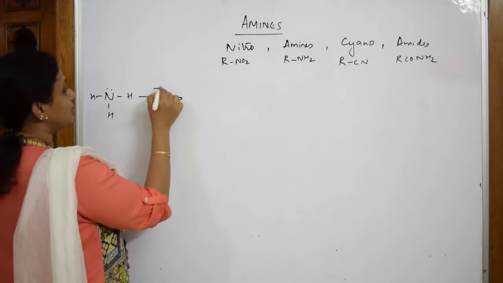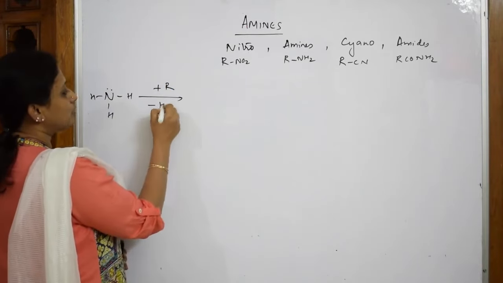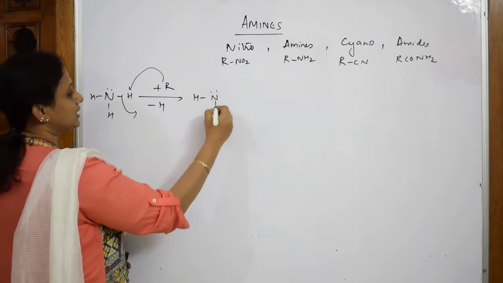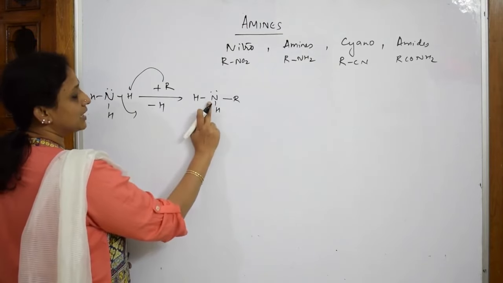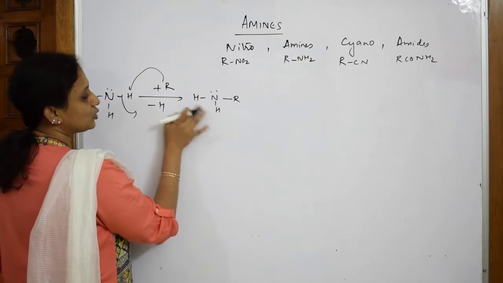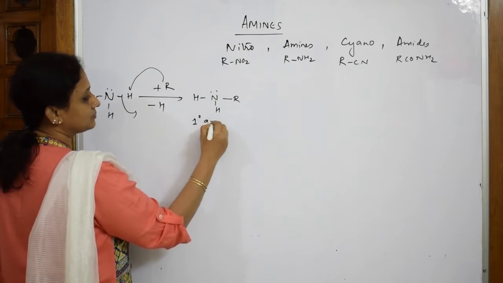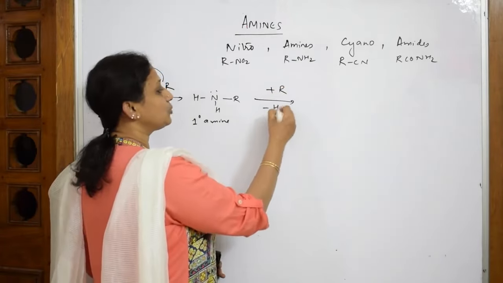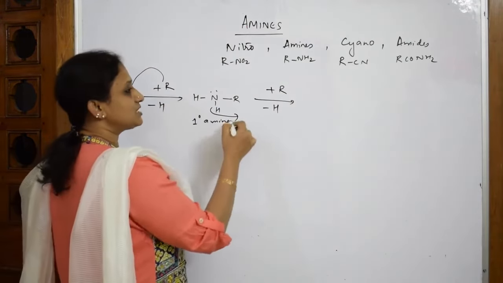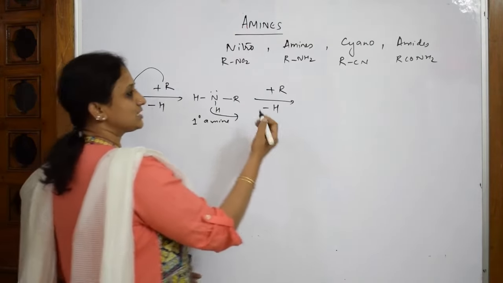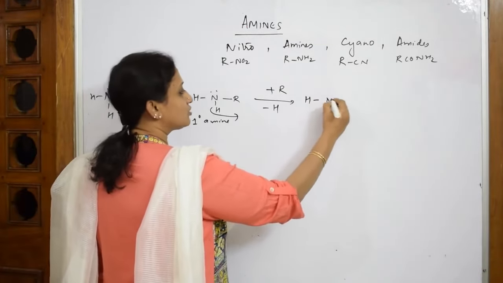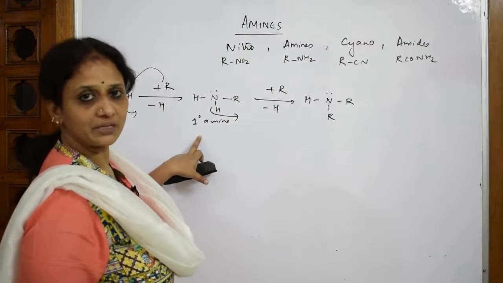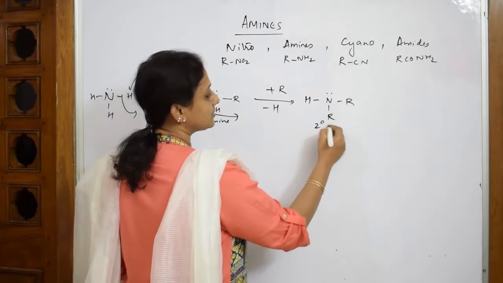Now to this ammonia, I'm going to add an alkyl group R and remove one H. One H from here, one R from here. What do I get? N, 2 hydrogens and R. This nitrogen with one alkyl group and 2 hydrogen atoms is called a primary amine. Now, to the same primary amine, I'm going to add one more alkyl group and remove one more hydrogen. This time this hydrogen comes out and this alkyl group attacks. This is nitrogen with 2 alkyl groups and a lone pair. Here there is one alkyl group, primary amine. There are 2 alkyl groups, secondary amine.